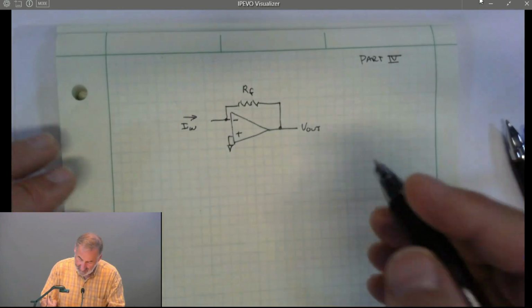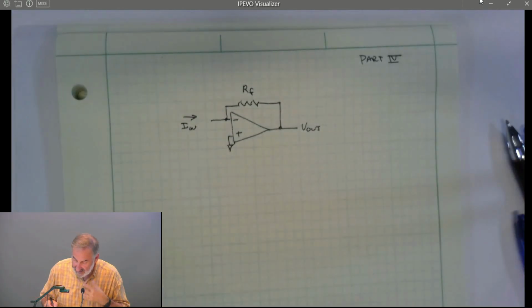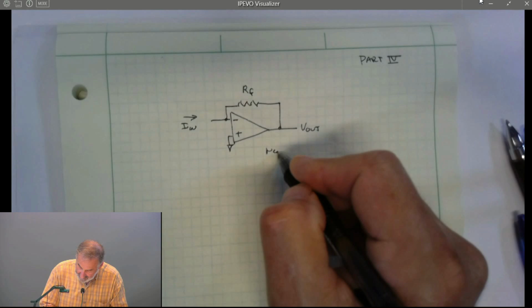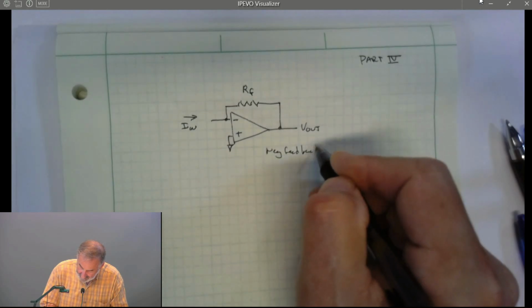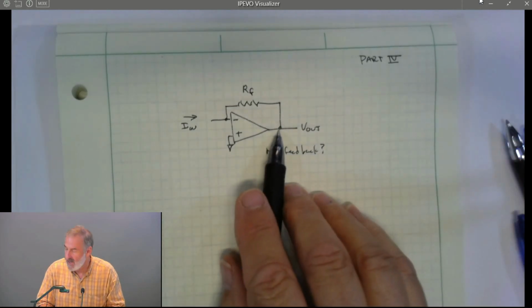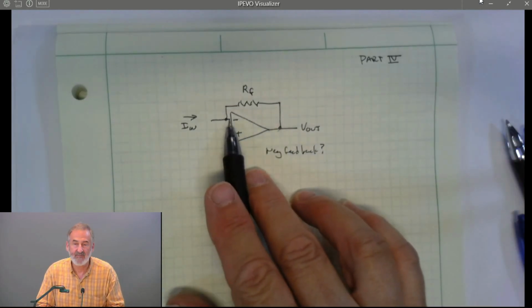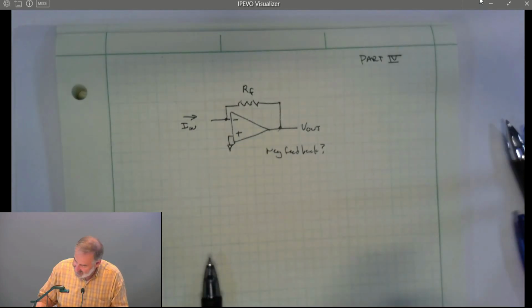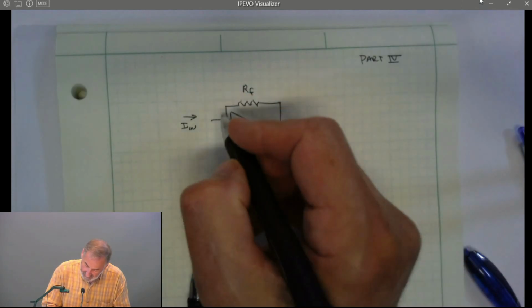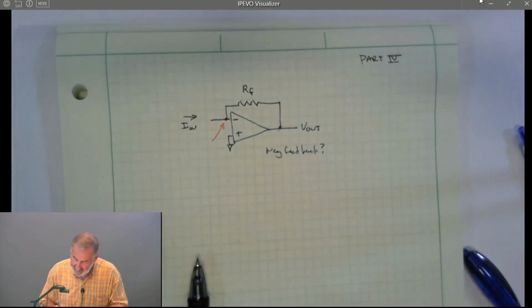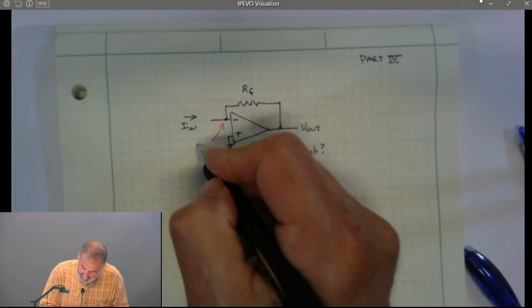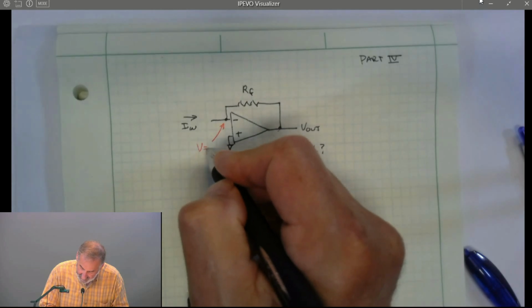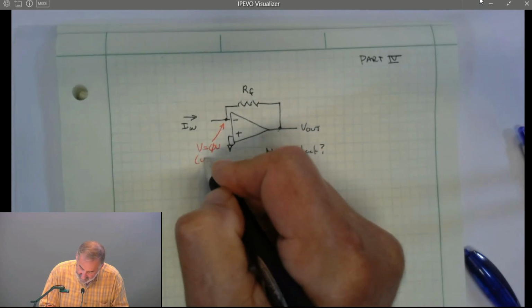We ask to analyze any circuit. We're going to say, is there negative feedback? And sure there is. The output is connected to the negative input through a resistor, so there's no question there's negative feedback. So that means that the op-amp tries to keep the negative input at the same voltage as the positive input. So V minus equals 0 volts. It's virtual ground.